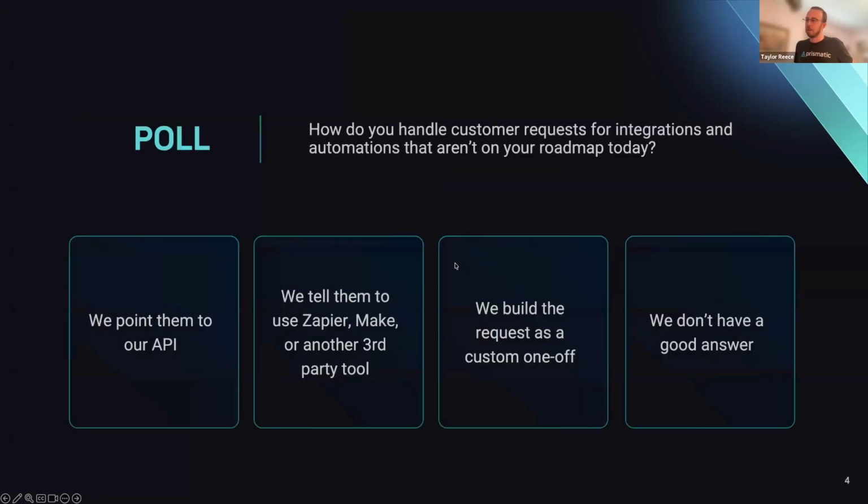Let's kick things off here with a poll. I'm curious, if a customer comes to you and says, "Hey, we need a new integration or automation," what do you do right now? Do you point them to your API and just say, "Hey, good luck"? Do you point them to Zapier, Make, or some other third-party tool that lets you build some integrations? Do you build the integration yourself and just do a custom one-off, or maybe you just don't even have a good answer to those options?